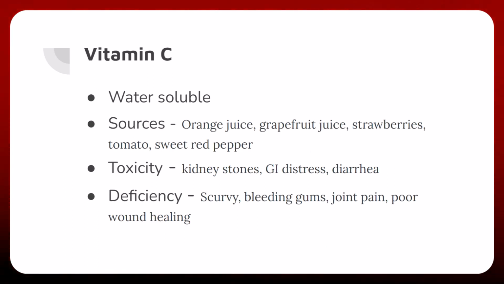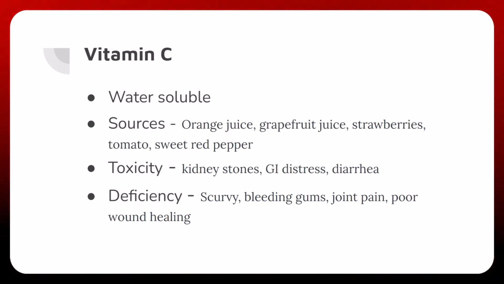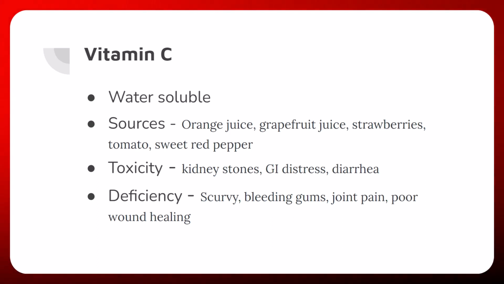Next, we're going to talk about vitamin C. Vitamin C is water soluble. Its sources are orange juice, grapefruit juice, strawberries, tomato, and sweet red pepper. Toxicity can cause kidney stones, gastrointestinal distress, and diarrhea. Deficiency can cause a disease called scurvy. It could also cause bleeding gums, joint pain, and poor wound healing.